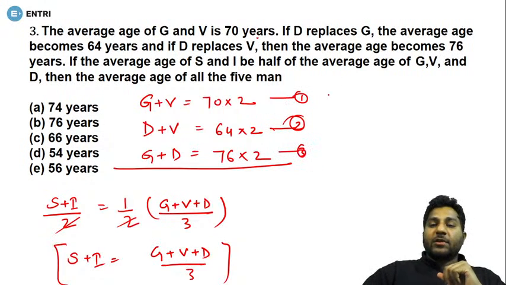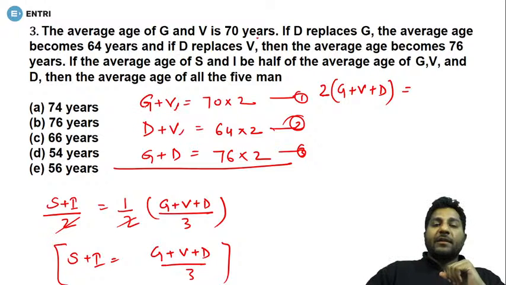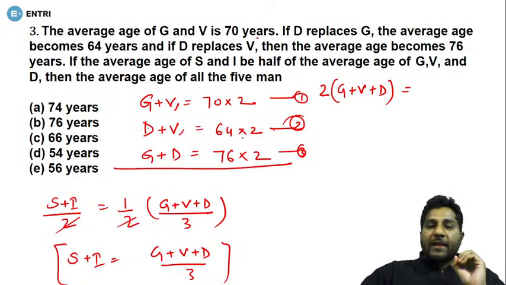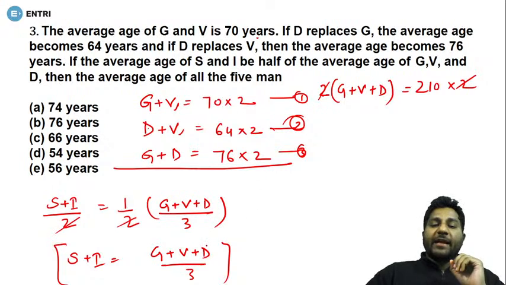After adding all the equations, we can say that it will become twice of G plus V plus D, because V will come twice, G will come twice and D will come twice. Then it will become 140 and 210. 210 multiplied by 2, so this 2 will be eliminated and the value of GVD will be 210.